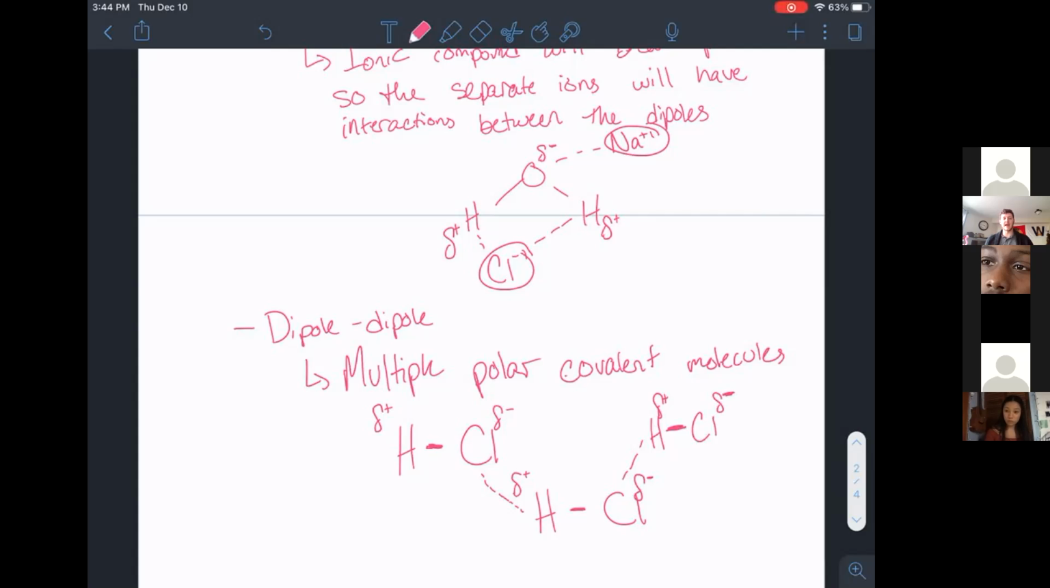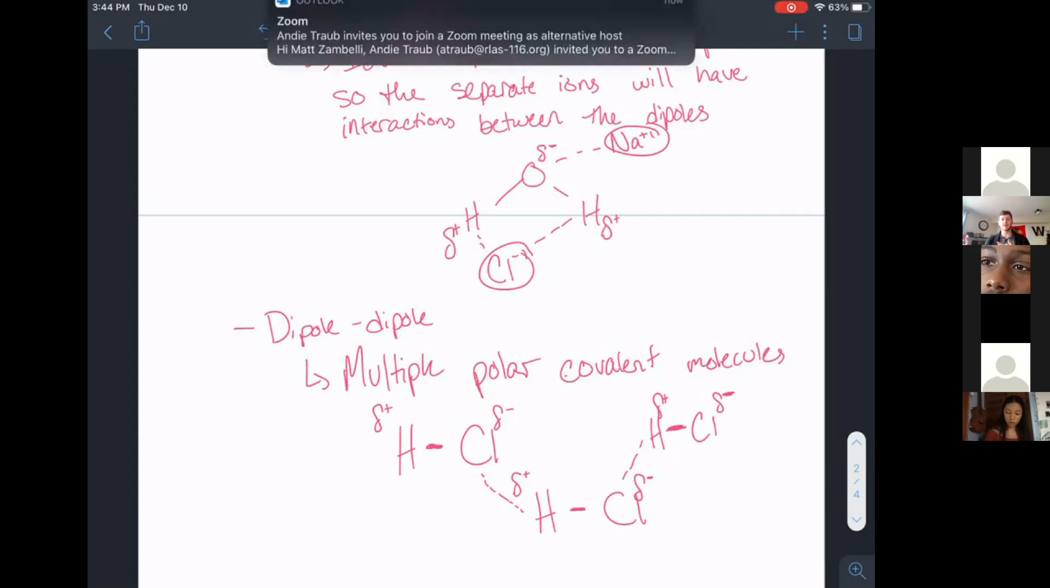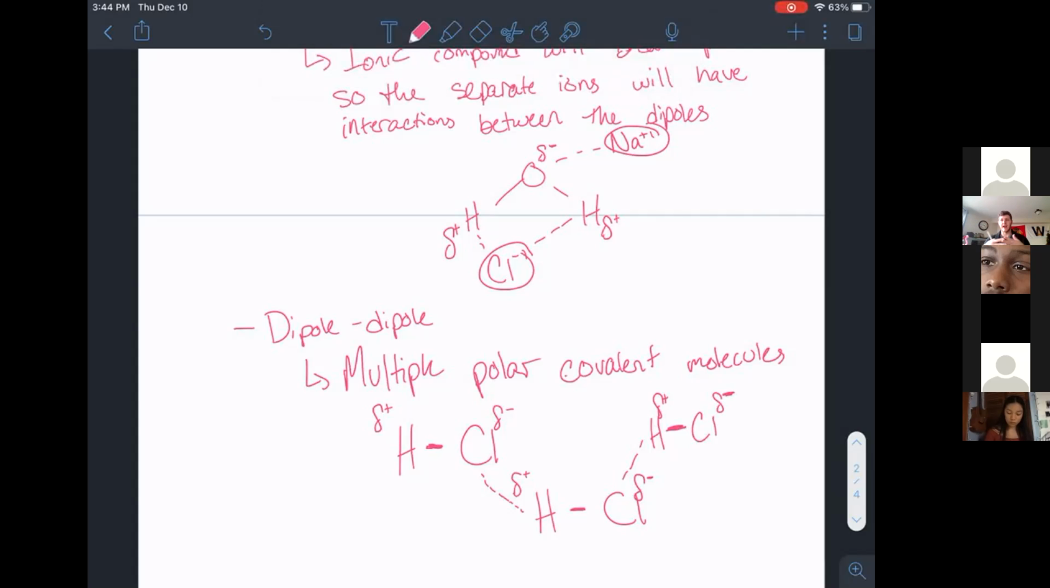hydrogen. So the dipole-dipole is just between polar covalent molecules. It can be the same one just multiple times. It can be two different polar covalent molecules. It doesn't matter. As long as they're polar covalent, you would see that attraction.